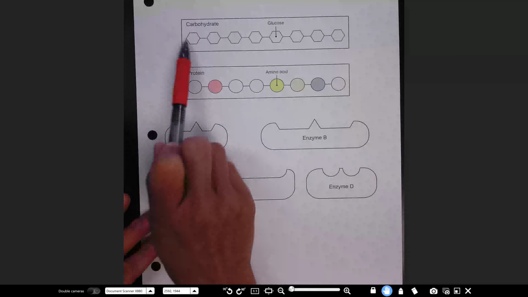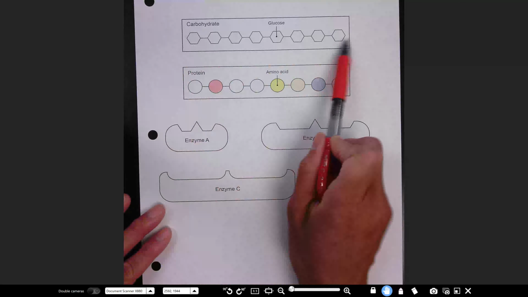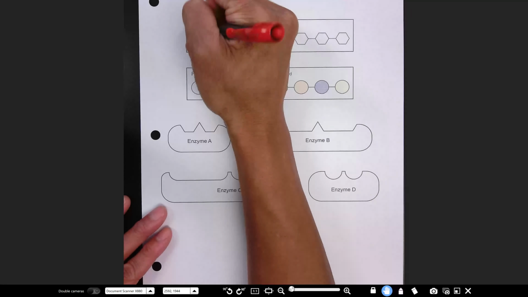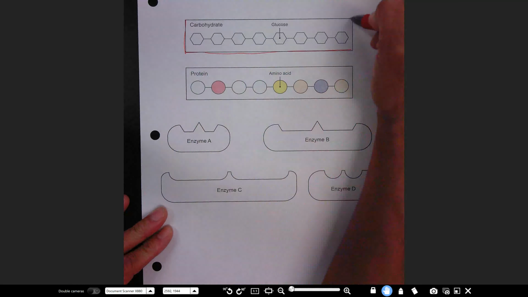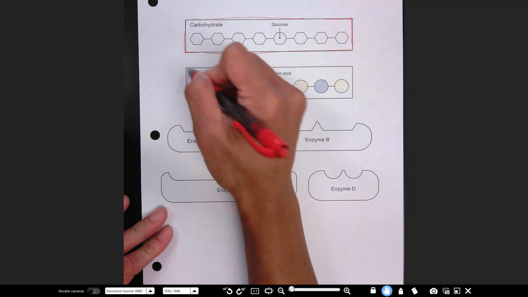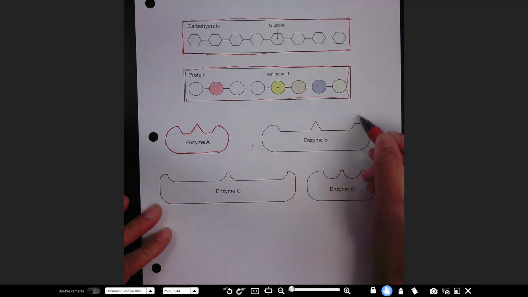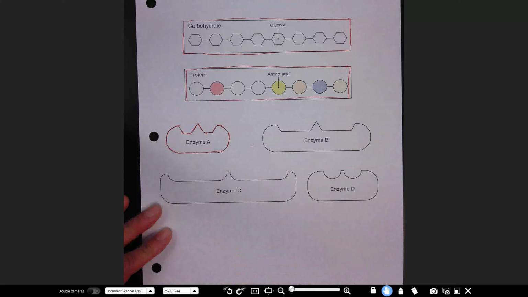Okay, then hopefully I gave you this page and this packet. So what you're going to do is take a look at these. There are 4 enzymes, and there's carbohydrates and there's proteins. You can see that the carbohydrates are made up of individual glucose molecules, and the proteins are made up of individual amino acid molecules. So what I had the students do is cut out this carbohydrate along these lines, and we cut out the protein. And then we also cut out each of these enzymes like so. You just cut out the box and you just cut out all of these enzymes.